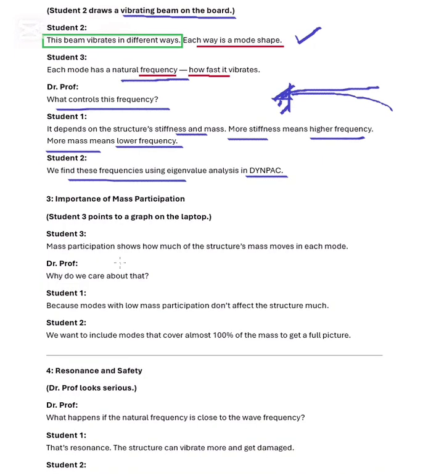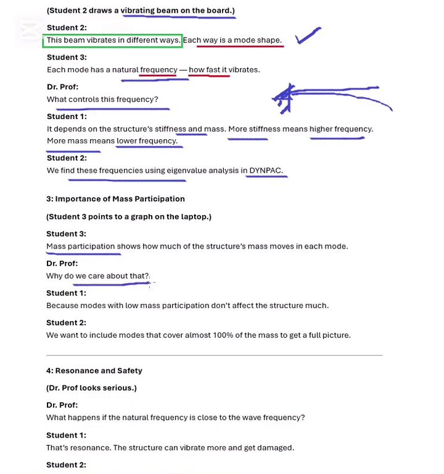Okay, importance of mass participation. Mass participation shows how much of the structure's mass moves. For example, if I have a 1,000 ton deck and I take the first fundamental mode, in that mode, how much of the mass participates in that movement for that particular mode? That will be shown by the mass participation factor.